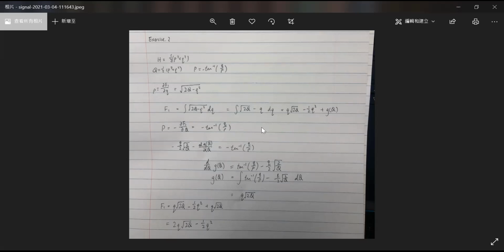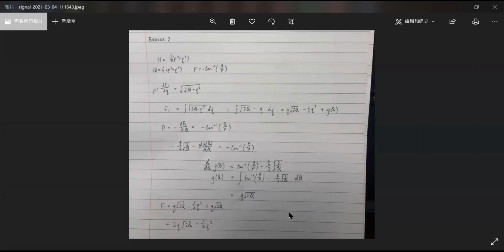Am I correct? Yes. Now, if you differentiate it with respect to small q, what do you get? I get 2 root 2 large Q minus Q. So it's not the same as the expression in the third line. Can you go up to round f1 round q? It's not the same. So there must be something wrong.